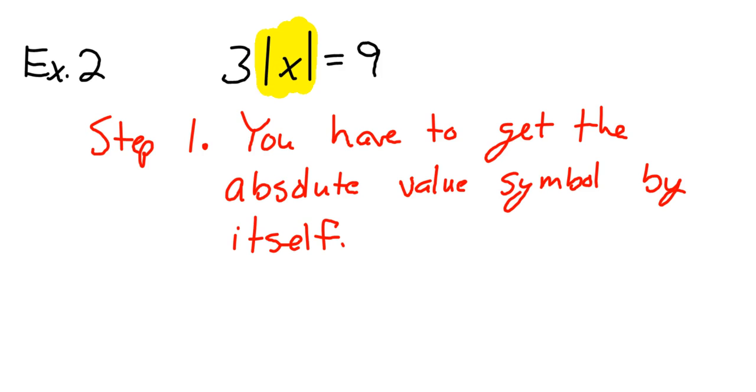In this case, we divide both sides by 3, right? And after you've got that by itself, the second thing you're going to do is split it up, so that's where you split the answer into 2 parts.